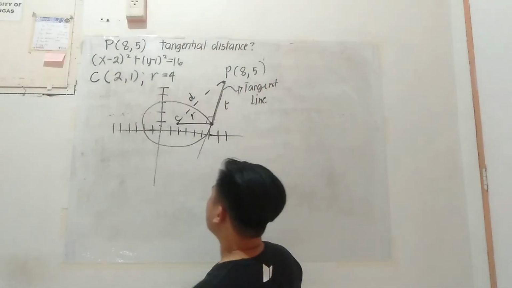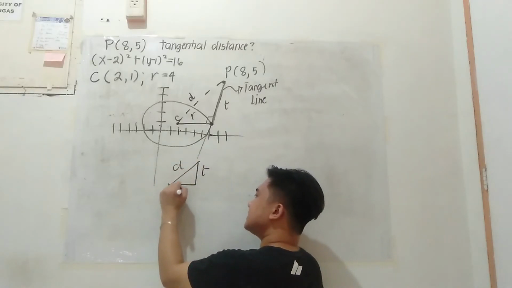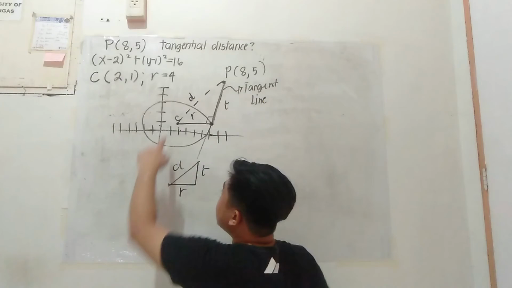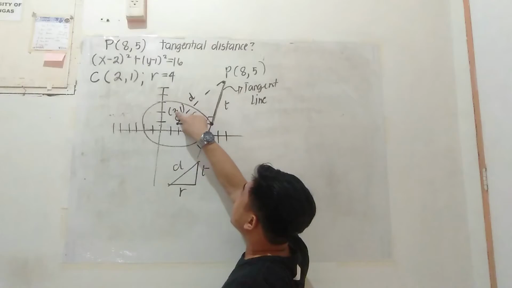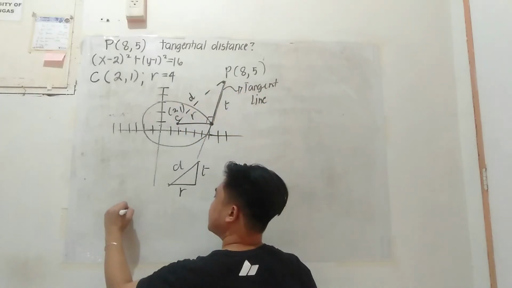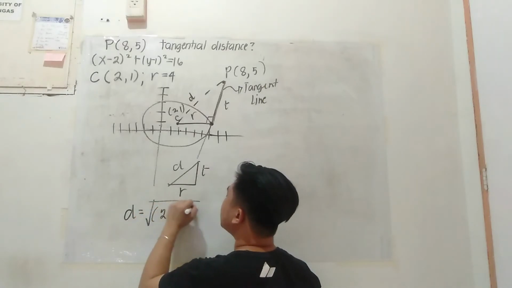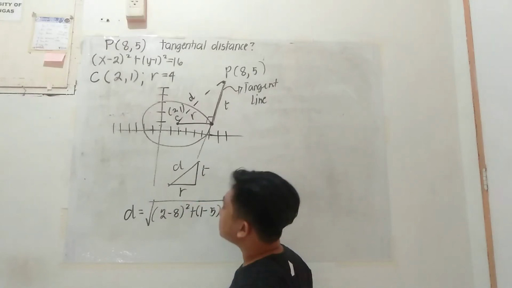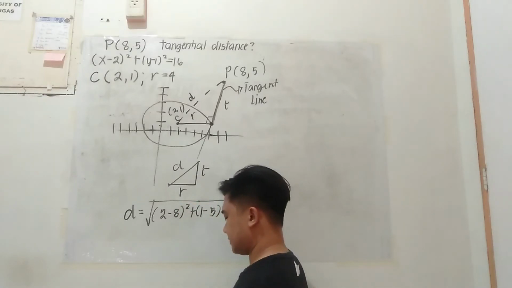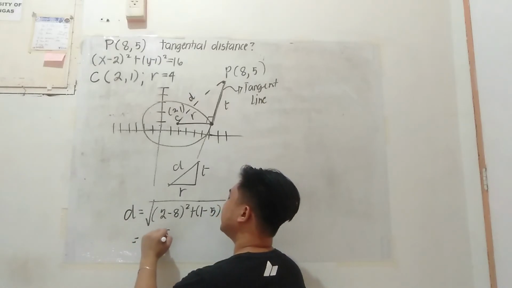Okay? So, i-redraw lang natin. This is D, this is T, this is R. Okay? Di ba yung center natin is (2, 1)? So, let us get the distance between (2, 1) and (8, 5). So, D is equal to square root of (2 minus 8) squared plus (1 minus 5) squared. So, this is equal to 2 square root of 13.